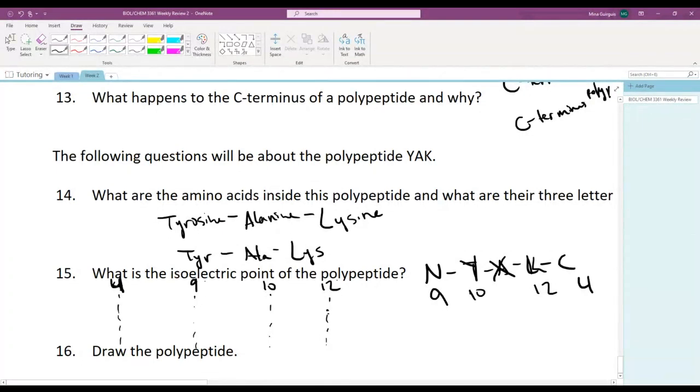So I want us to think of these as pH thresholds. When I'm below the pH of 4, what's my charge going to be? When I'm between 4 and 9, what's my charge going to be? 9 and 10, 10 and 12, and so on, okay? So below a pH of 4, our N-terminus is going to be protonated. So that's going to be, and I just put a positive sign, +1, okay? Our tyrosine is also going to be protonated. Do I put a positive here or not?